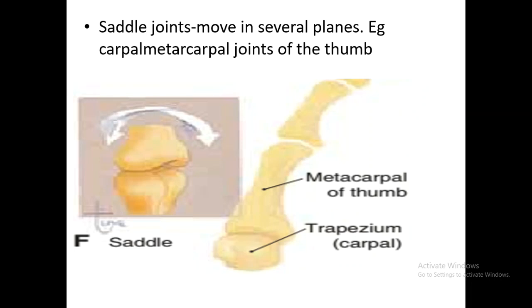Saddle joints move in several planes, e.g. we have the carpometacarpal joint of the thumb. We have the metacarpal of the thumb, we have the trapezium carpal, and then the saddle. In the diagram you see this right thumb. That's the saddle joint, and the movement here is in several planes, e.g. the carpometacarpal joint of the thumb, as the diagrams illustrate.